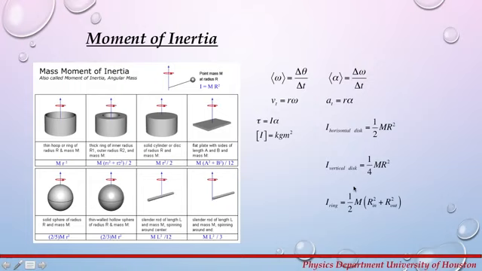The moments of inertia for objects used in this experiment are given by this equation. Moment of inertia for a horizontal disk is 1/2 mass of the disk times radius squared. Moment of inertia for a vertical disk is 1/4 mass of the disk times radius squared. And moment of inertia for the ring is 1/2 mass of the ring times inner radius squared plus outer radius squared.